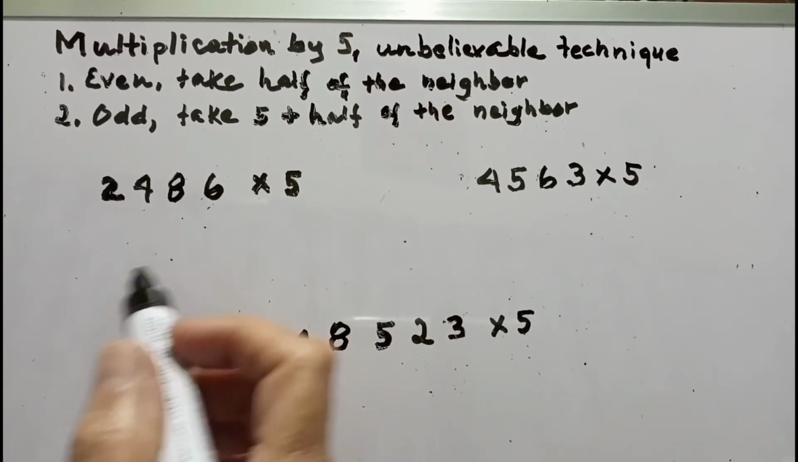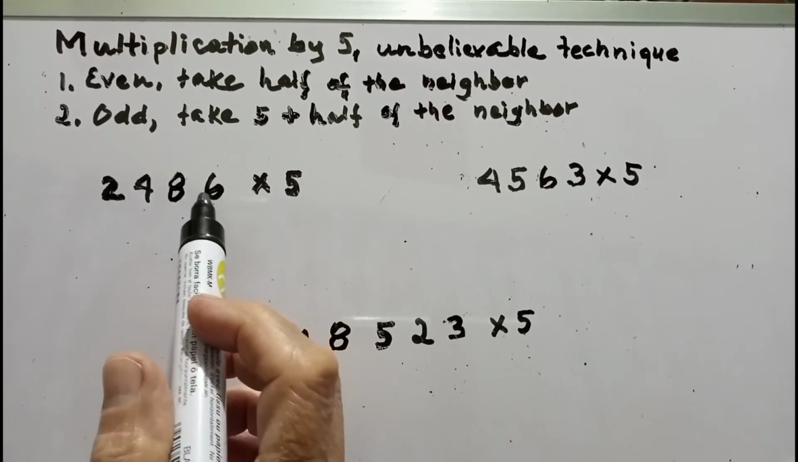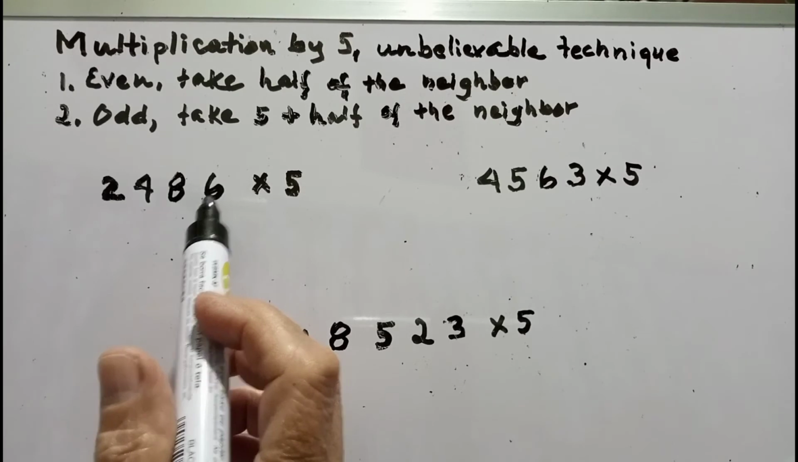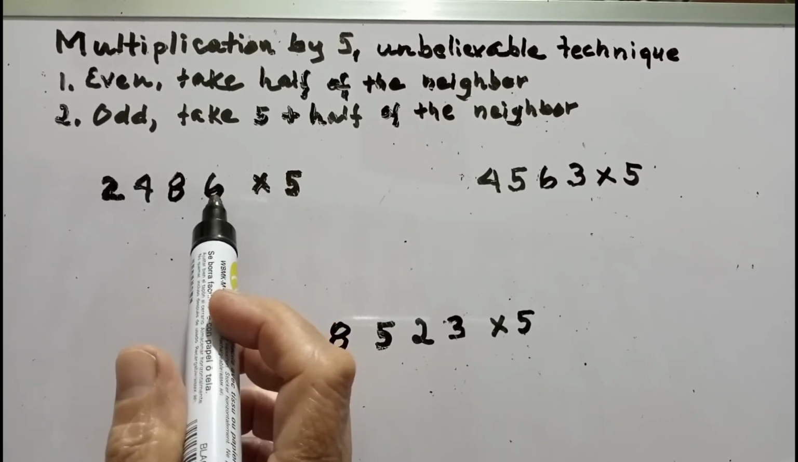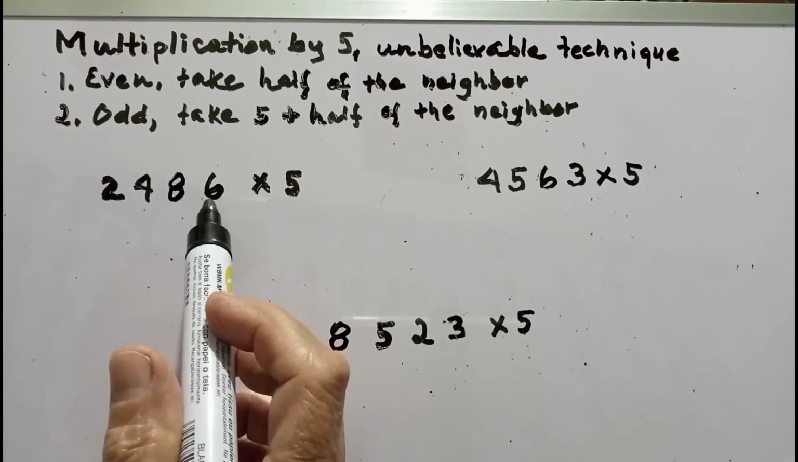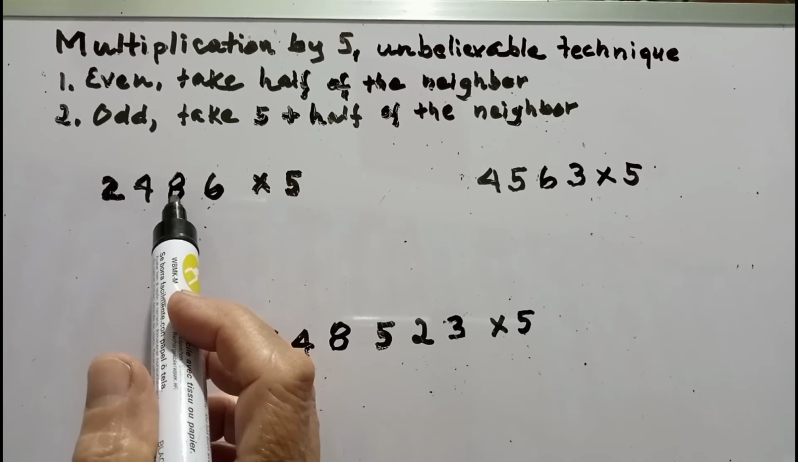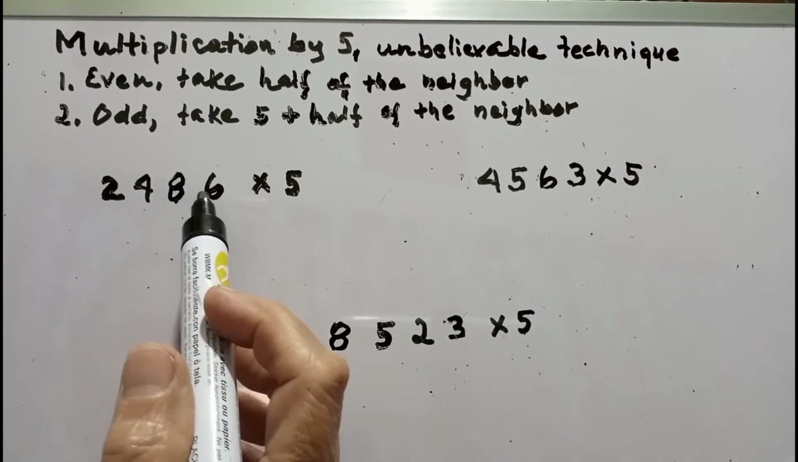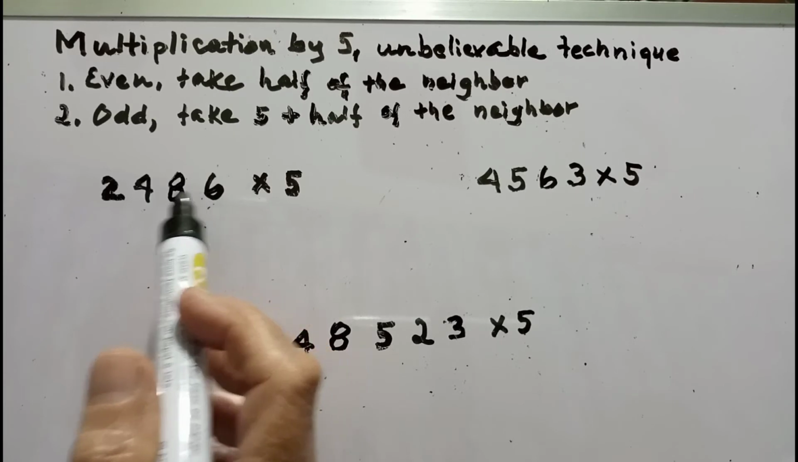Like this, 2486 times 5, for example. We start with 6, but we won't work with 6. We will work with its neighbor, which it has none. 6 is only used as reference. If we go to the next number, 8, we won't work with 8 either. We will work with its neighbor, 6. Now let's try to solve this.